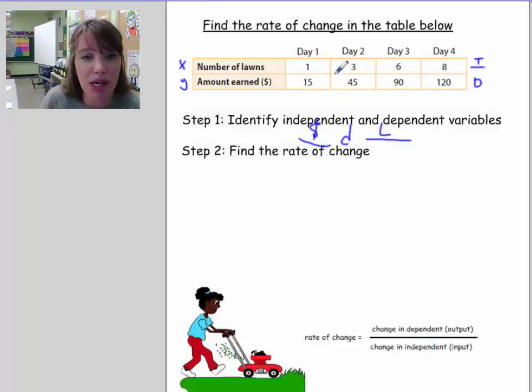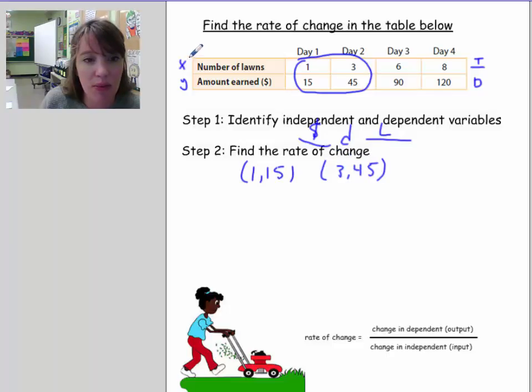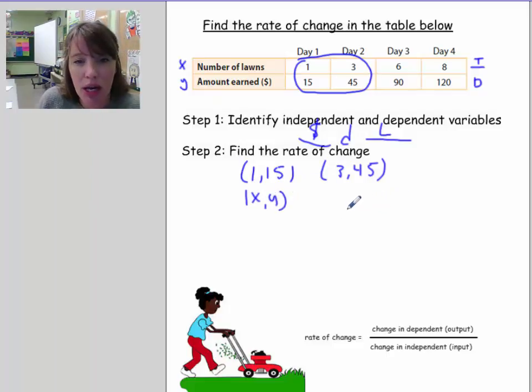Now to mark change, I'm going to have to actually pick 2 points here. Okay, so these are actually 2 points. This first point is 1, 15, and the second point is 3, 45. Okay, if I'm writing it in terms of x, y, which is how we write points. Even without writing these points, I can just pick the change off the graph here. So between these 2 points, the amount earned increased by 30, and the amount of lawns mowed increased by 2, right? So we went from 1 to 3 and from 15 to 45.